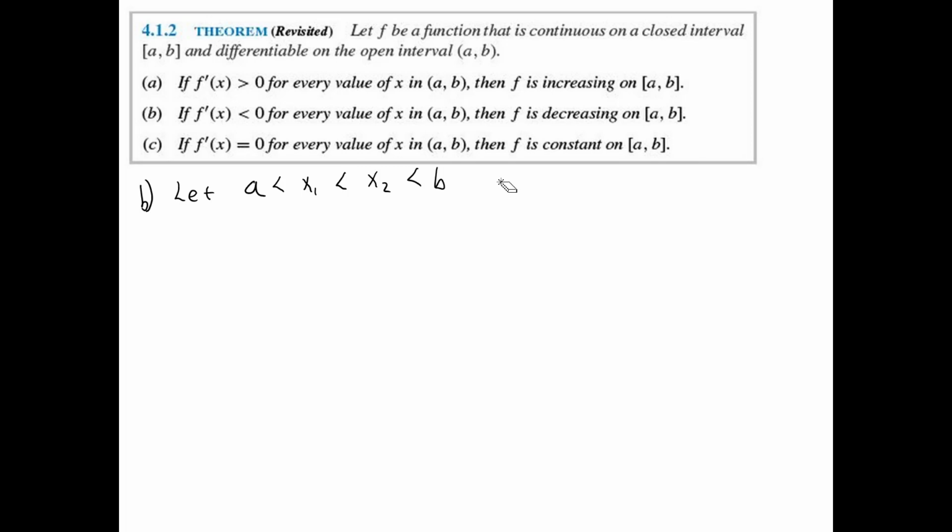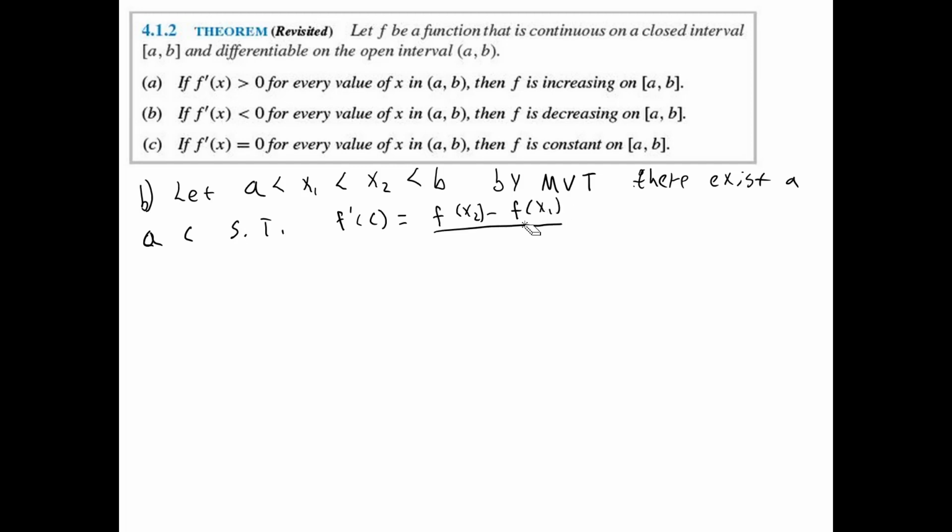And so then by the mean value theorem, there exists a c such that f prime of c is equal to f of x2 minus f of x1, all divided by x2 minus x1. And f prime of c is less than 0.